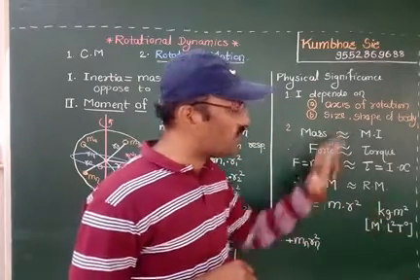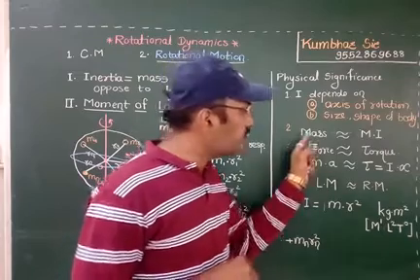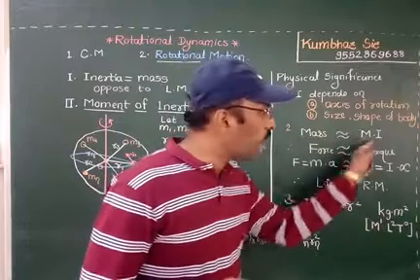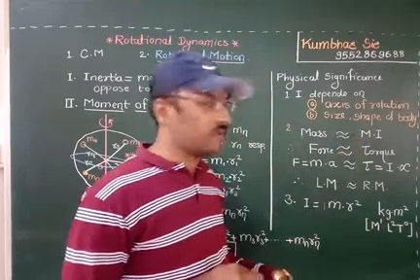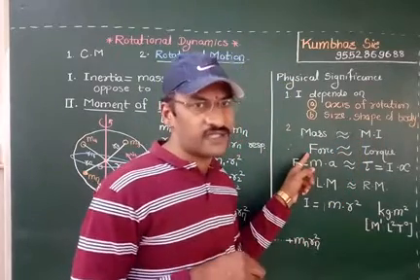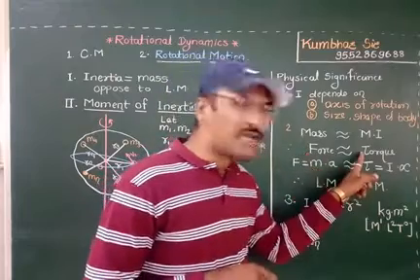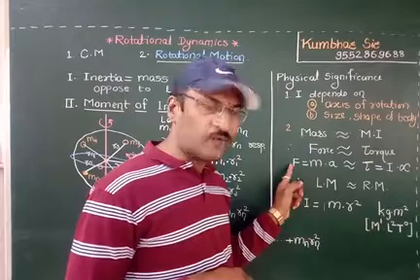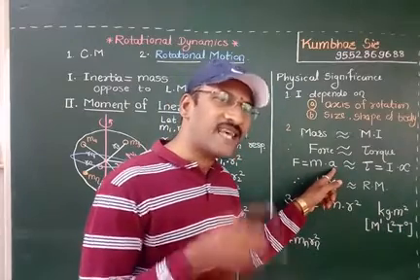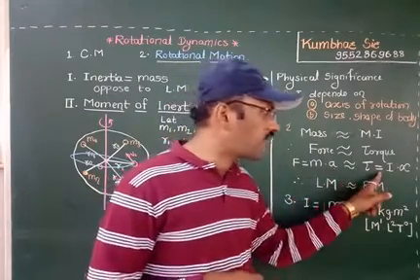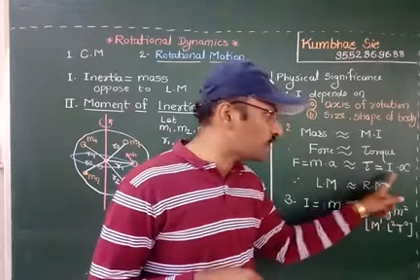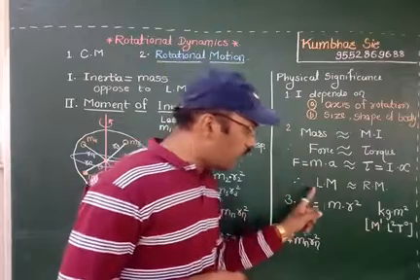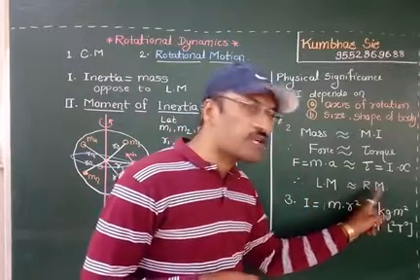From these three equations, we say that mass in linear motion is analogous to, the same as, moment of inertia in rotational motion. Again, force in linear motion is analogous to torque in rotational motion. Similarly, force in linear motion equals mass into acceleration. It is analogous to torque in rotational motion, and torque equals I into alpha. From this equation, we say that linear motion is analogous to rotational motion.